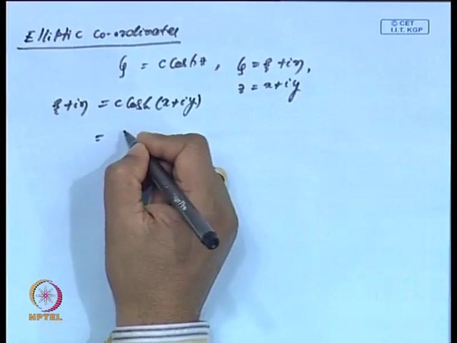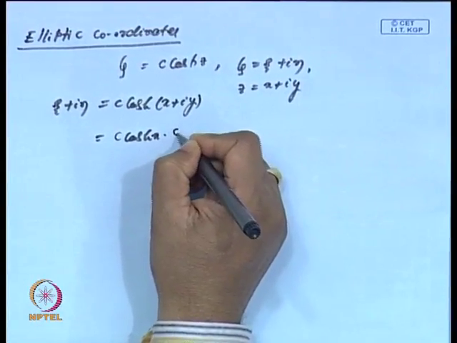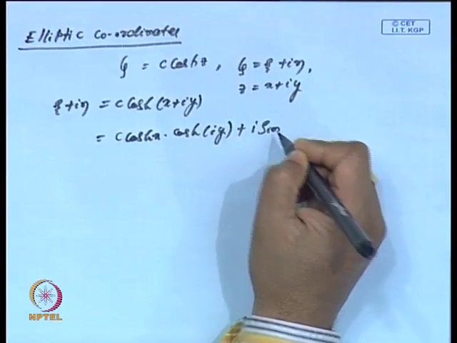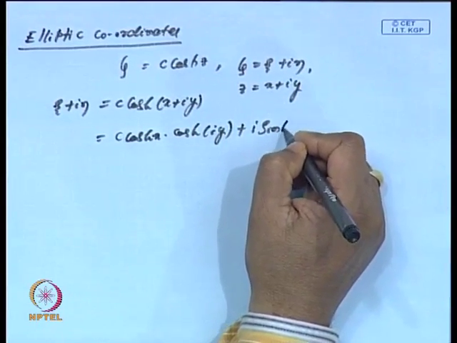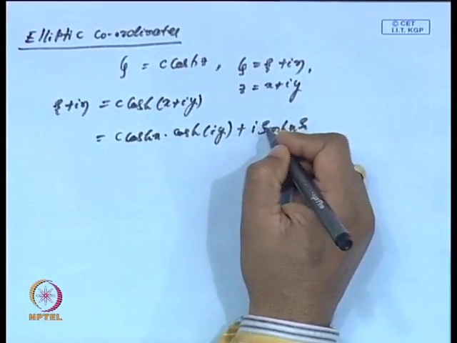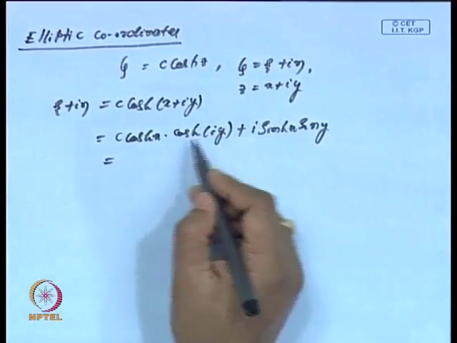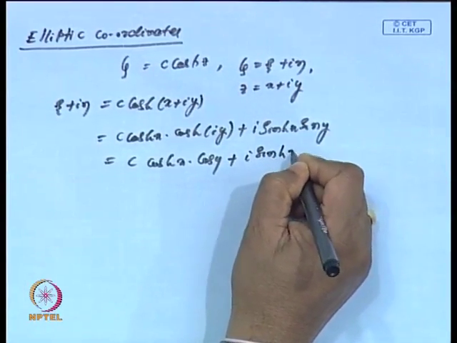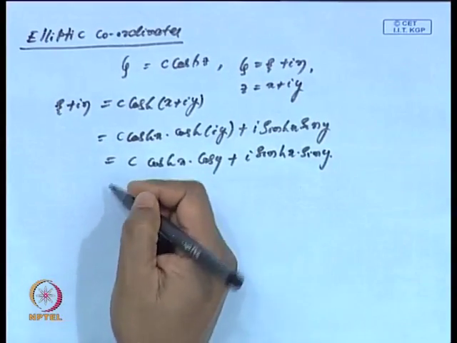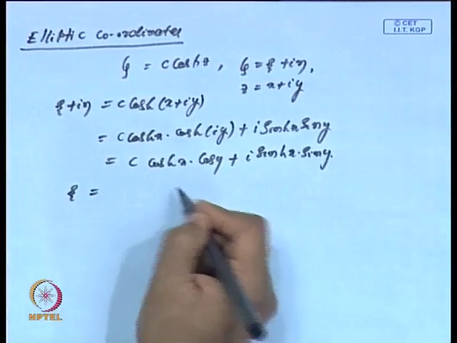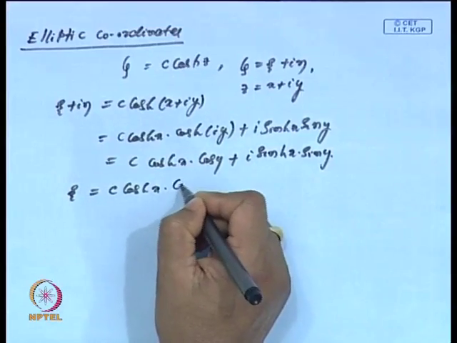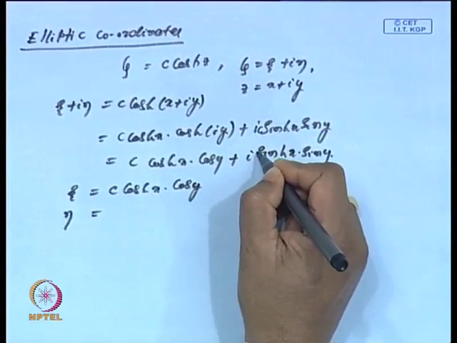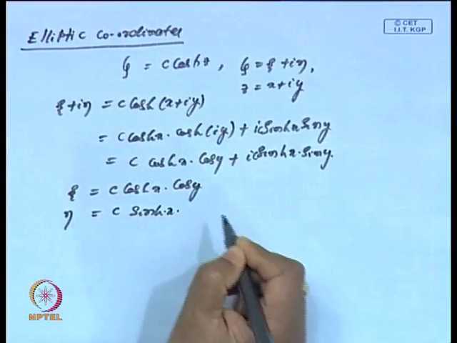If I simplify this, that will give me c cosh x cos y plus i sinh x sin y. If I relate the real and imaginary parts, I get xi is equal to c cosh x cos y, and eta is equal to c sinh x sin y.